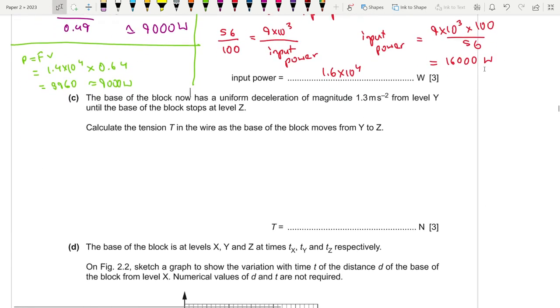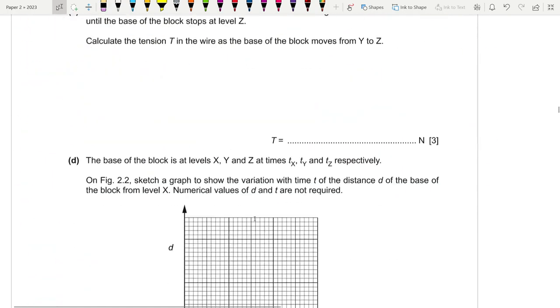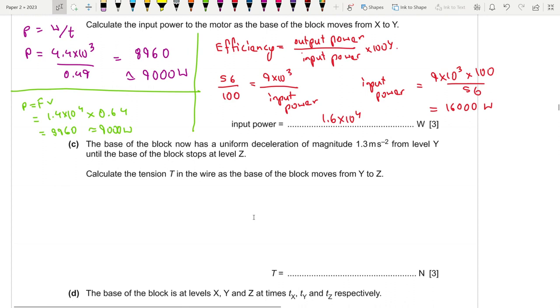Now, the base of the block now has uniform deceleration of magnitude 1.3 meter per second square from level Y until the base of the block stops at level Z. Calculate the tension in the wire as the base of the block moves from Y to Z. So we've reached Y. Now we're moving from Y to Z. However, the base of the block now has deceleration until the block stops, so our final speed is 0. Calculate the tension in the wire as the base of the block moves from Y to Z.